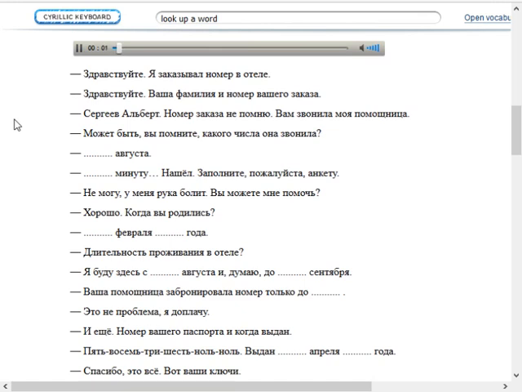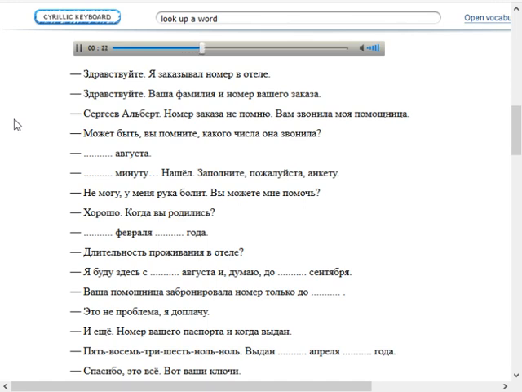Здравствуйте. Я заказывал номер в отеле. Здравствуйте. Ваша фамилия и номер вашего заказа. Сергеев Альберт. Номер заказа не помню. Вам звонила моя помощница. Может быть, вы помните, какого числа она звонила? 2 августа. Одну минуту. Нашел. Заполните, пожалуйста, анкету. Не могу.